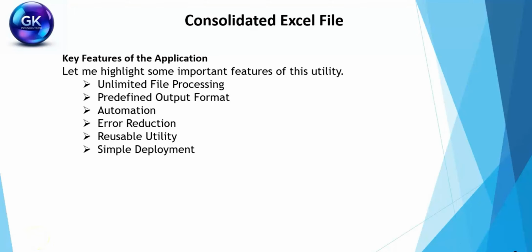Let me highlight some important features of this utility. Unlimited file processing. The application can read and process any number of Excel files. Predefined output format. The final consolidated file always follows the same structure format. Automation. No manual copying or pasting is required. Error reduction. Automation minimizes human mistakes. Reusable utility. The same approach can be used for many other Excel data processing tasks. Simple deployment. Since this is a Spring Boot jar, it can run easily on any server or local machine.